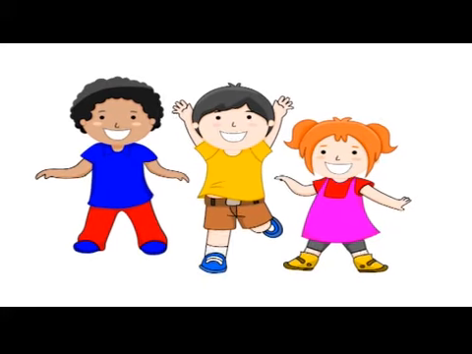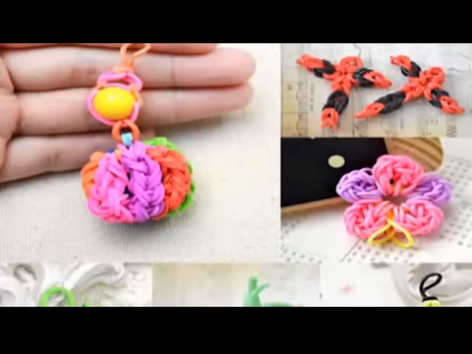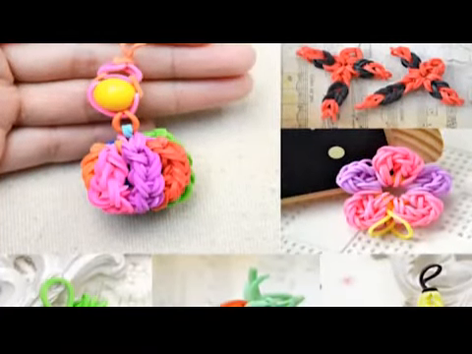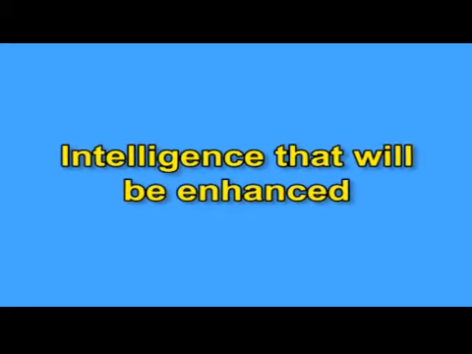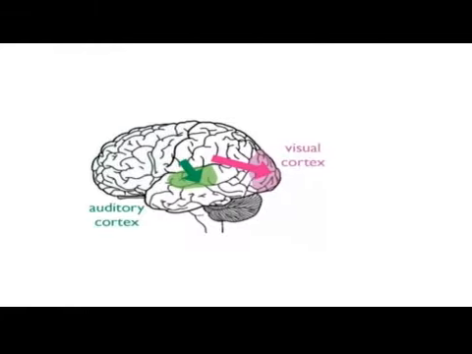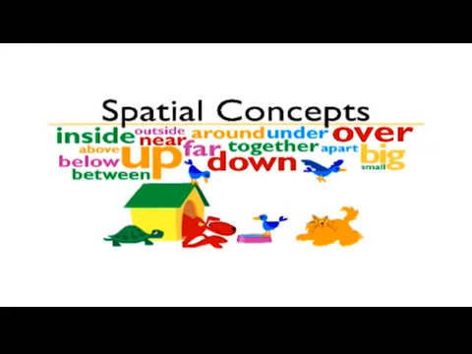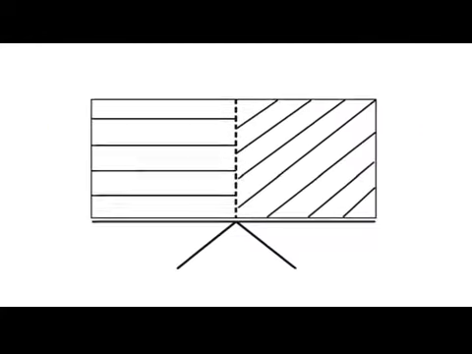This activity helps children discover shapes, angles, lines, patterns and other geometric and mathematical concepts. Children will love putting their imaginations to work creating shapes with the rubber bands or strings. Intelligence that will be enhanced: fine and gross motor skills, visual motor skills, visual and auditory memory, figure and shape perception, spatial concepts and relationships, directionality, concepts of diagonal lines.